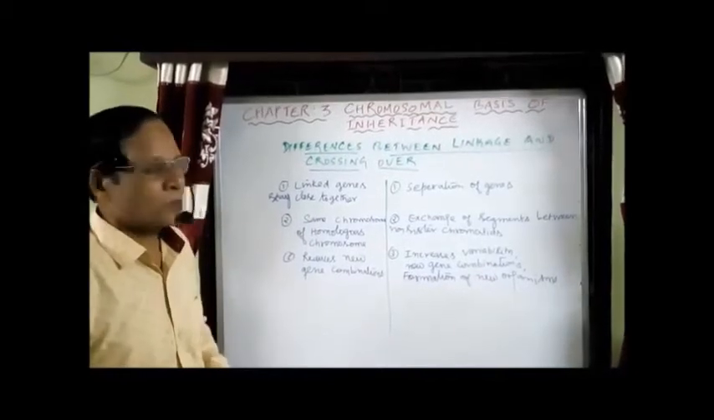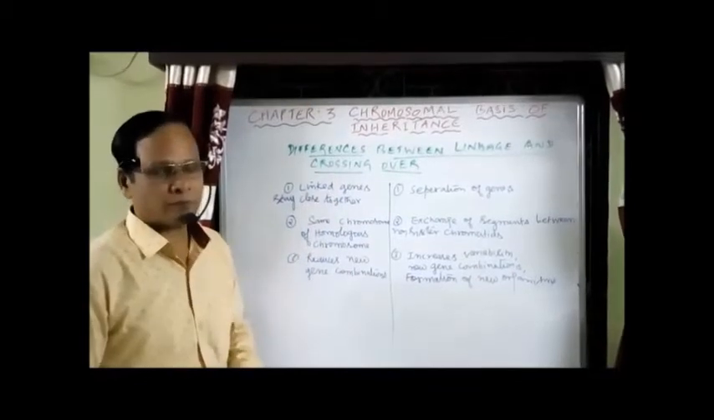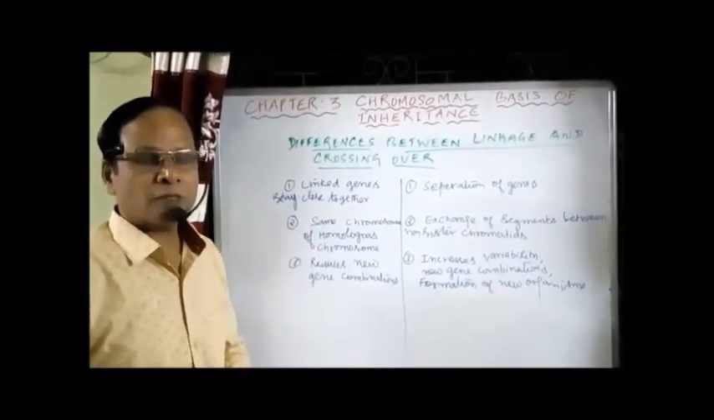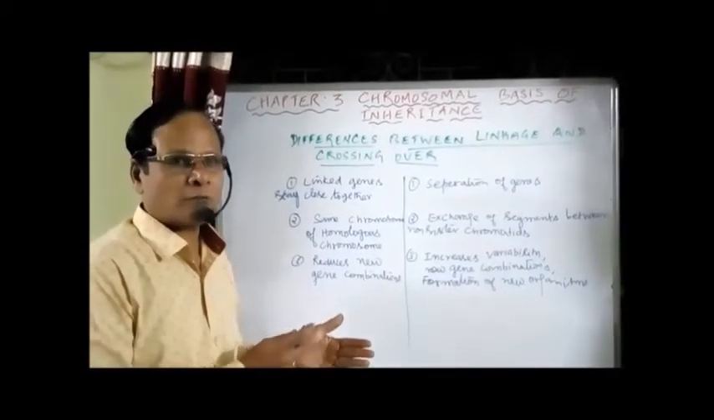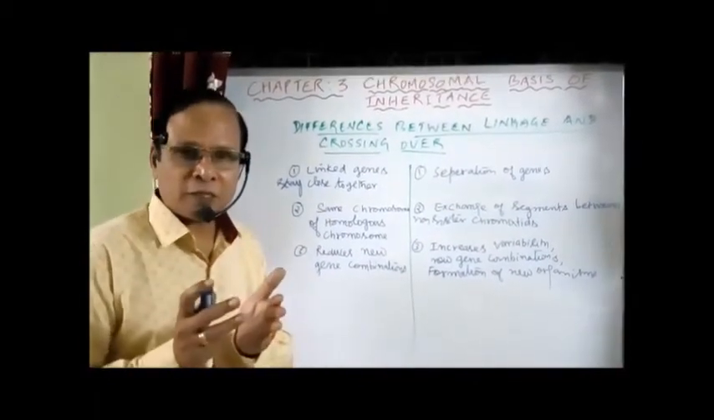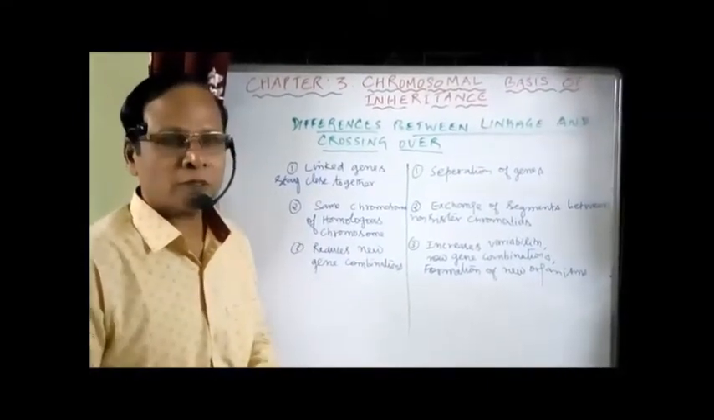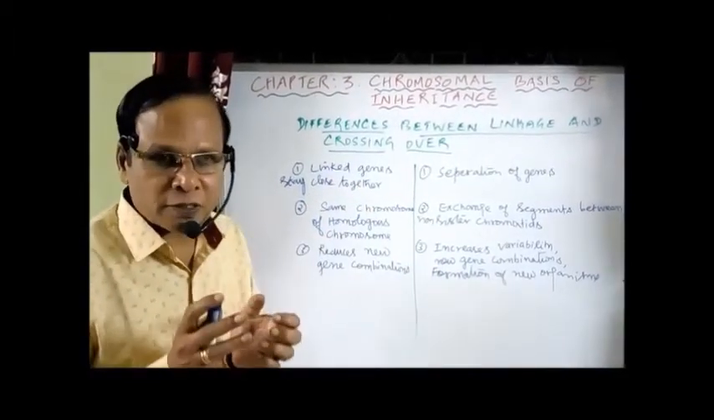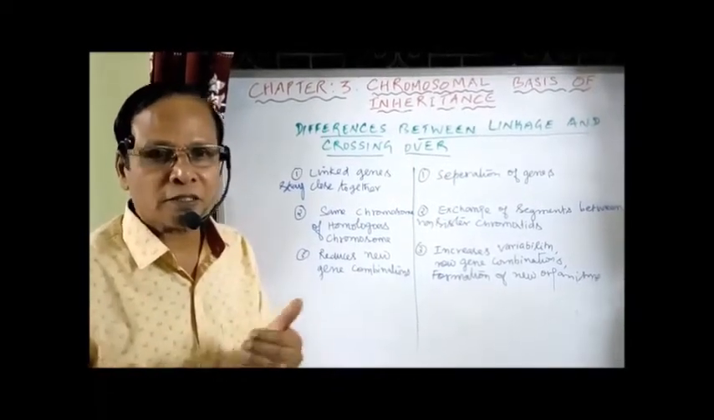Now Mendel did not know 2 phenomena. One is linkage, another one is crossing over. Now what are the differences between linkage and crossing over? These are the 2 phenomena which have opposite effects. One is doing one thing but the other one is doing it the opposite way. Normally linkage keeps the genes together, whereas crossing over mixes them.